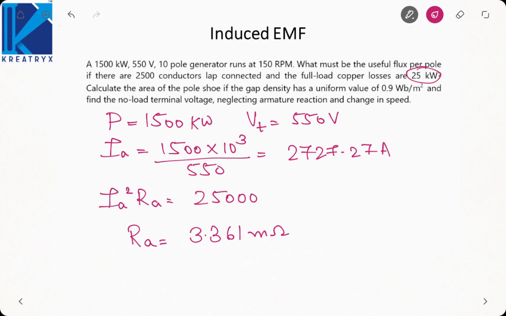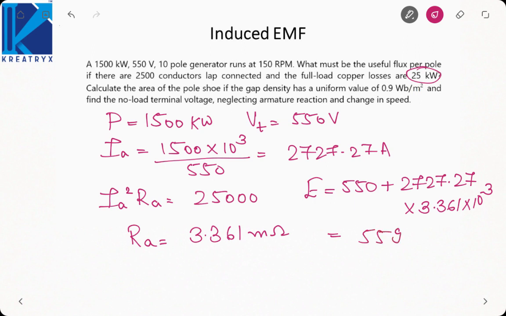Now, why I have found Ra actually is so that I can determine the induced EMF. Now, the performance equation of a DC generator is EMF is equal to terminal voltage plus voltage drop. So, what is terminal voltage? 550. What is voltage drop? 2727.27 into 3.361 into 10 to the power minus 3. So this comes out to be 559.2 volt. Now once I have induced EMF, I can find out the flux.